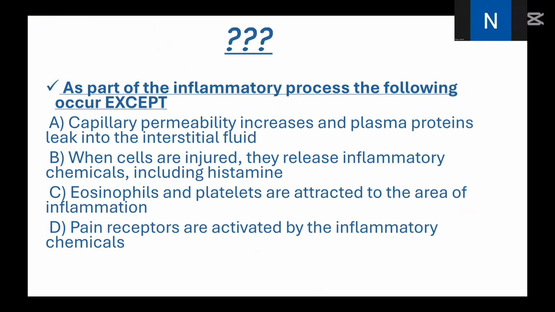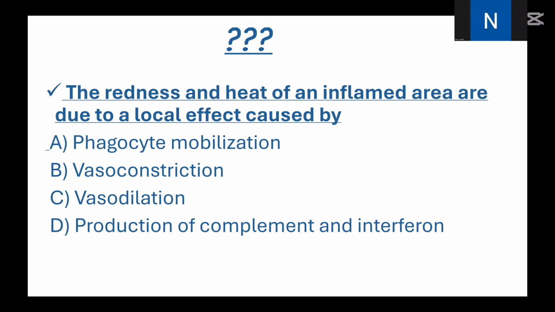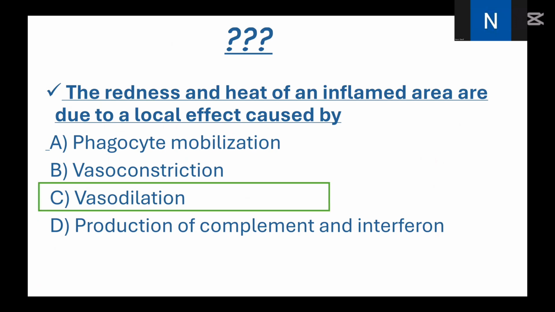Now, capillary permeability, yes, it does increase, and proteins leak into the interstitial fluid. And when cells are injured, they do release chemicals. Now, pain receptors are activated by the inflammatory chemicals due to the swelling. Now, eosinophils and platelets are attracted to the area of inflammation. No, eosinophils are not. So that is the answer. The redness and the heat are due to a local effect caused by vasodilation.